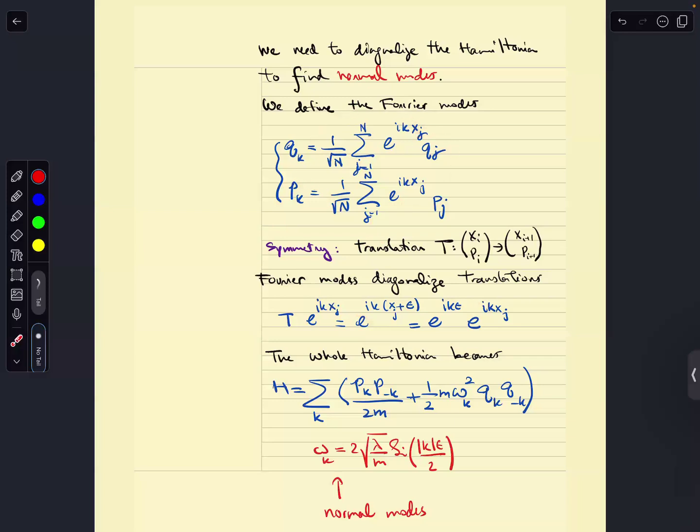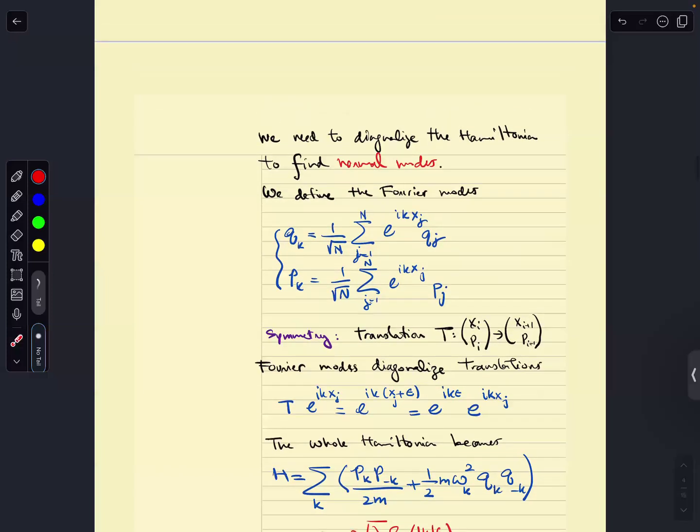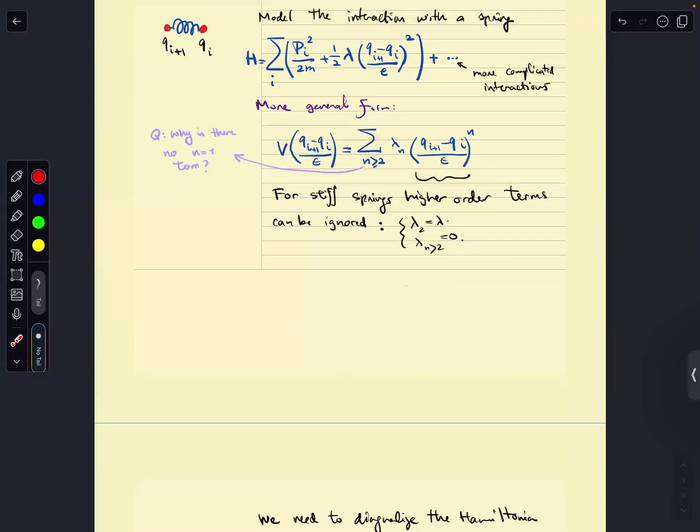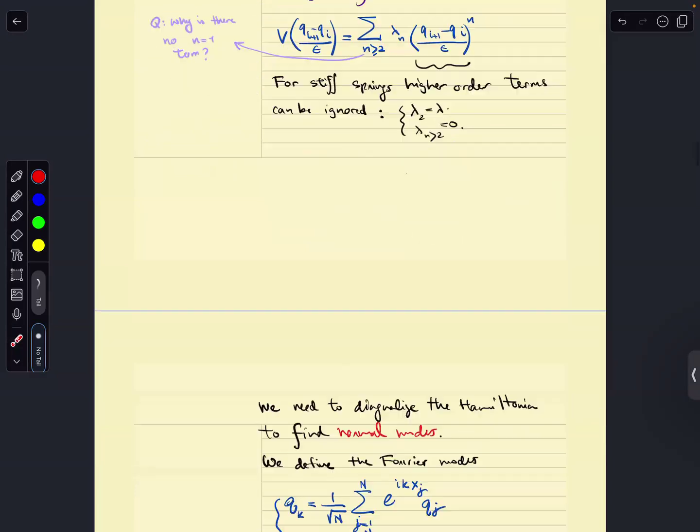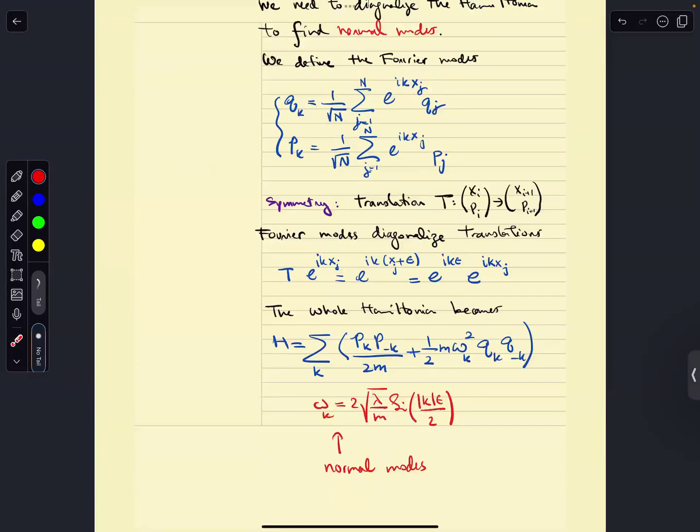All right, here are the transformations. You just plug them back into the Hamiltonian that I had written. You end up with a sum over the momenta, right? P_k P_{-k} over 2m plus half m omega_k squared Q_k Q_{-k}. Now, this is diagonal because all the terms involve k. Here we had i and i plus 1, so this was not diagonal; this term is tridiagonal. And then we just diagonalized it using the Fourier transform.